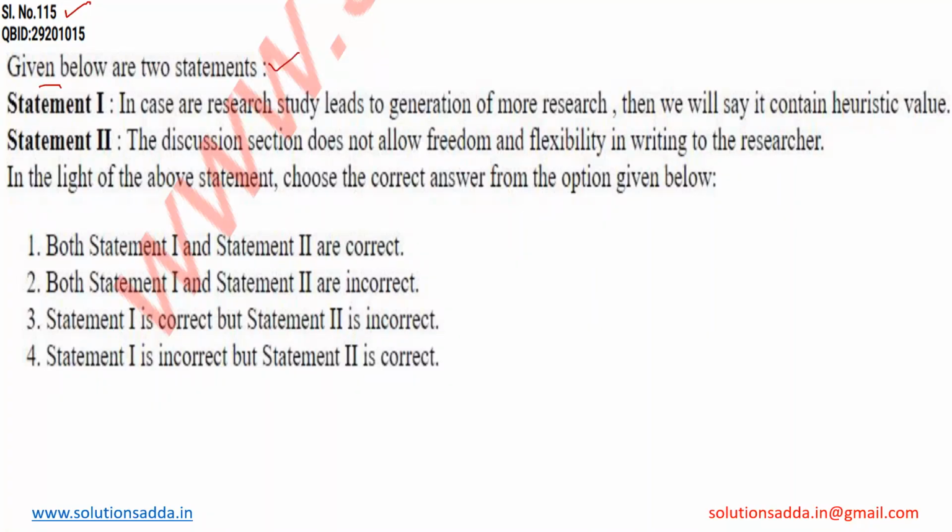Hello everyone, this is question number 15. Given below are two statements, statement 1 and statement 2. Statement 1 says that in case our research study leads to generation of more research, then we will say it contains heuristic value. Here in statement 1, what we are observing is that any research study which leads to generation of more research.